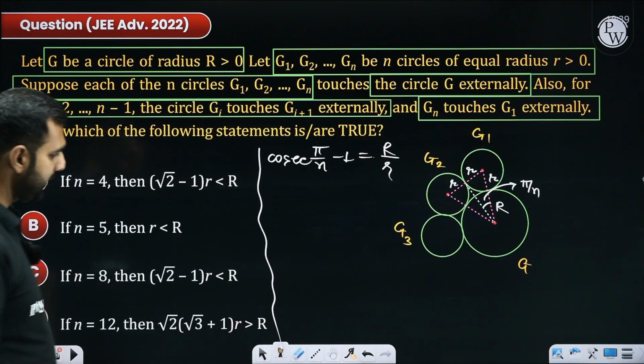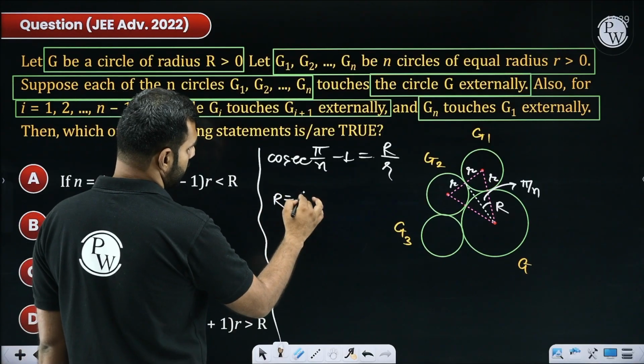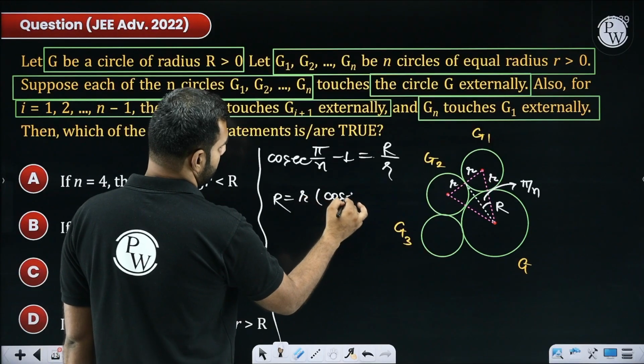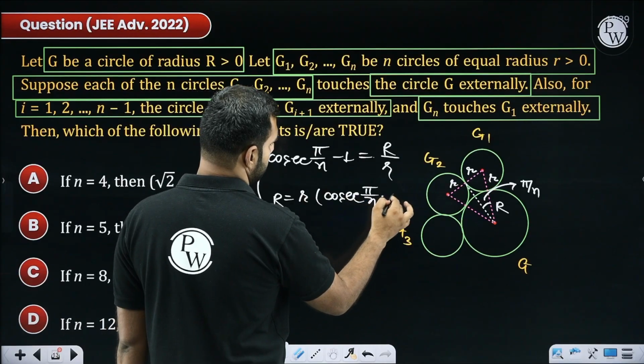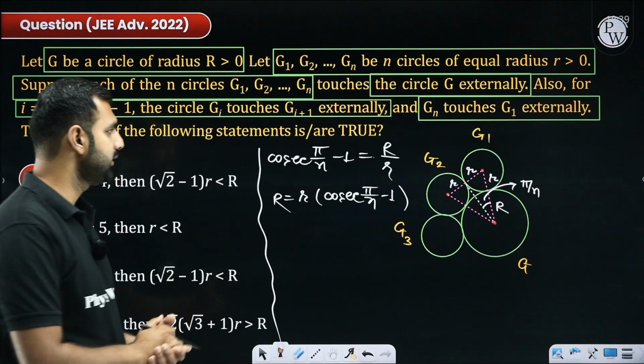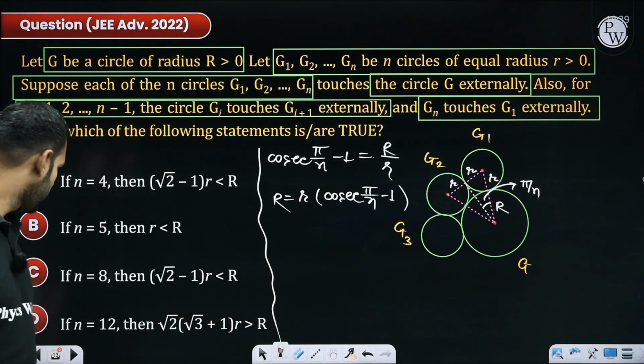And there, capital R, if I wish to write, will I not be writing capital R as, pay attention to this part, small r times cosec pi by n minus 1. I hope everybody got this. I repeat, capital R will be small r times cosec pi by n minus 1. So that's a conclusion which I've got.